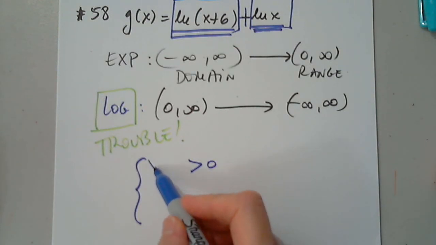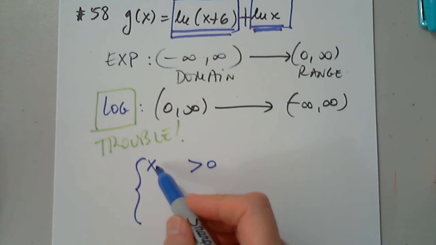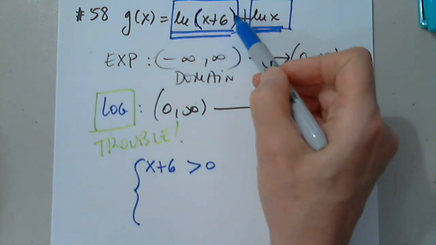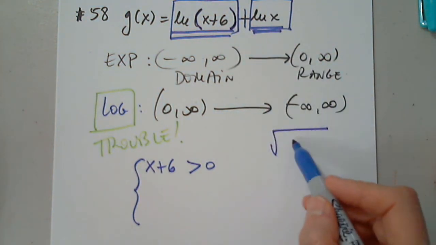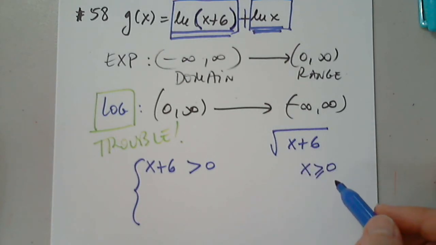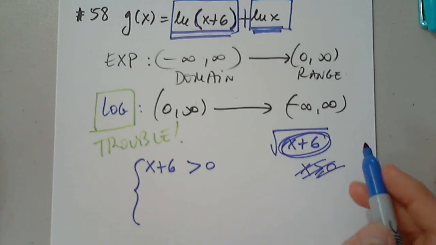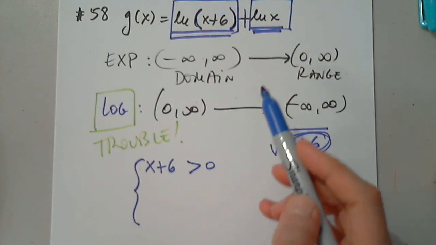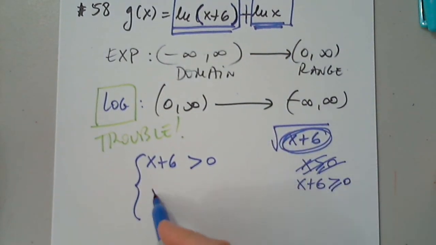Is it x? Oh, x plus 6. Exactly, because natural log is applied to x plus 6. It's like, for example, the square of x plus 6. Do I write x greater than 0 or equal to in this case? No. I write this. Good. And for the other one? x greater than 0. That's it.